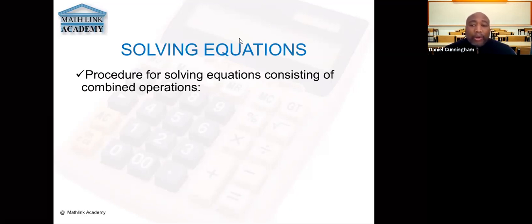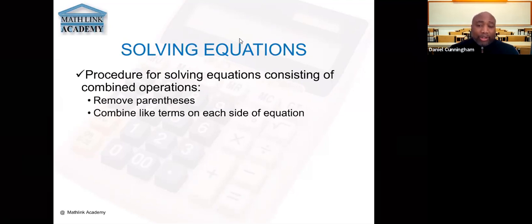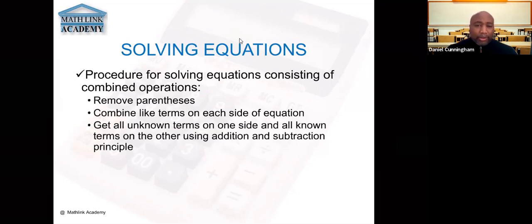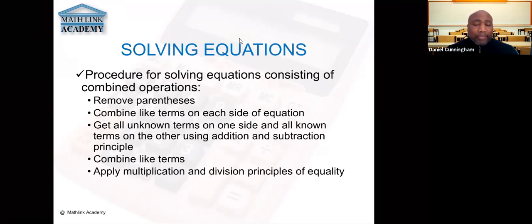The procedure for solving equations consists of combined operations where you have adding, subtracting, multiplying, parentheses, everything in between. First thing you want to do is remove those parentheses. Then combine like terms on each side of the equation, to make it simpler for you to solve. The other thing you want to do is get all unknown terms on one side and all known terms on the other side of the equation. That's very helpful, and I'll show you how to do that. Combine like terms again, multiply and divide when you need to, and apply powers and roots.